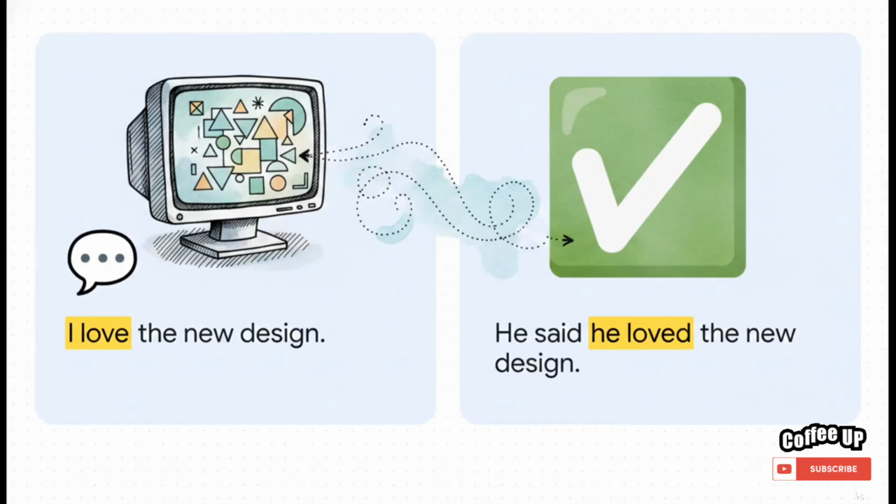Okay, let's see how you did. Here is the corrected solution. He said he loved the new design. Or, of course, she said she loved the new design. Notice those color-coded highlights on the screen? The direct pronoun I correctly shifted to the third person he, and that present tense verb love took a step back to the past tense loved. Awesome job if you nailed that.